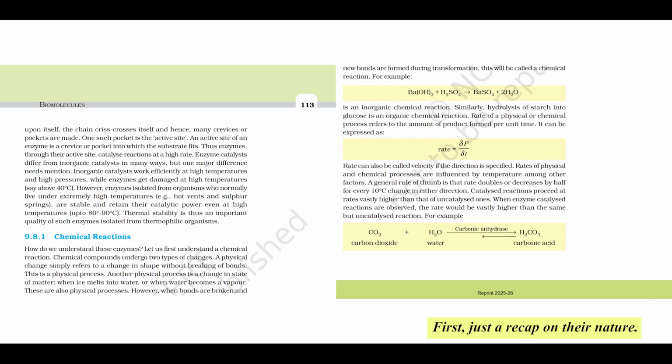First, just a recap on their nature. As we've established, almost all enzymes are proteins. They possess those primary, secondary, and tertiary structures. Now remember that active site we talked about in the tertiary structure? That specific crevice or pocket on the enzyme surface is where the substrate binds and the catalysis actually happens. The active site. Key location.